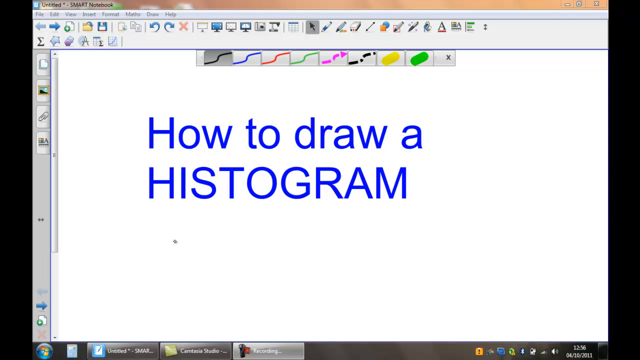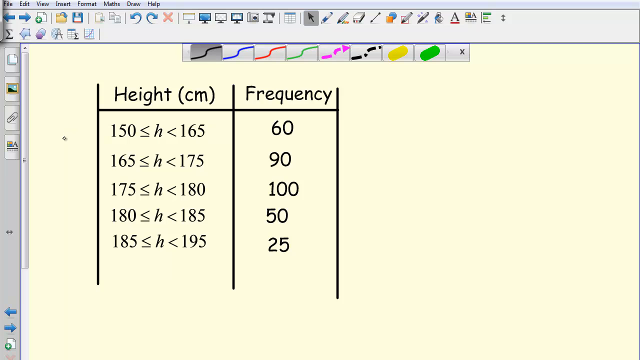Hello, this is a short video showing you how to draw a histogram. So we need some data first, and we've got data for the heights of sixth form students. For example, you can see that there were 100 students between 175 and 180 centimeters tall.